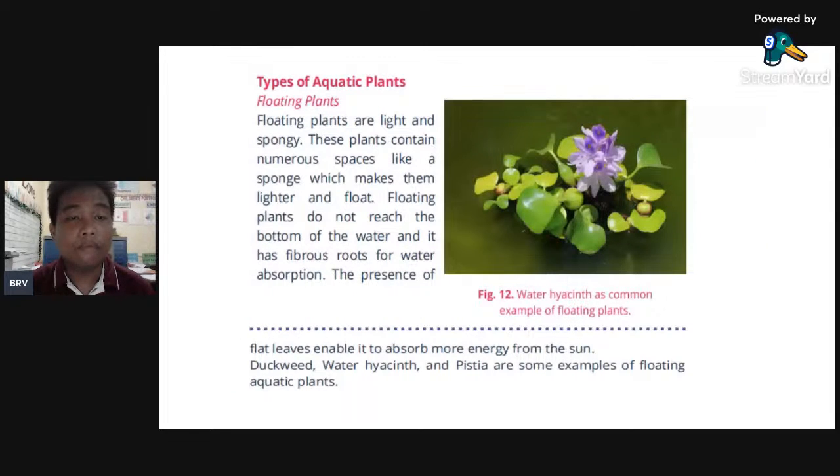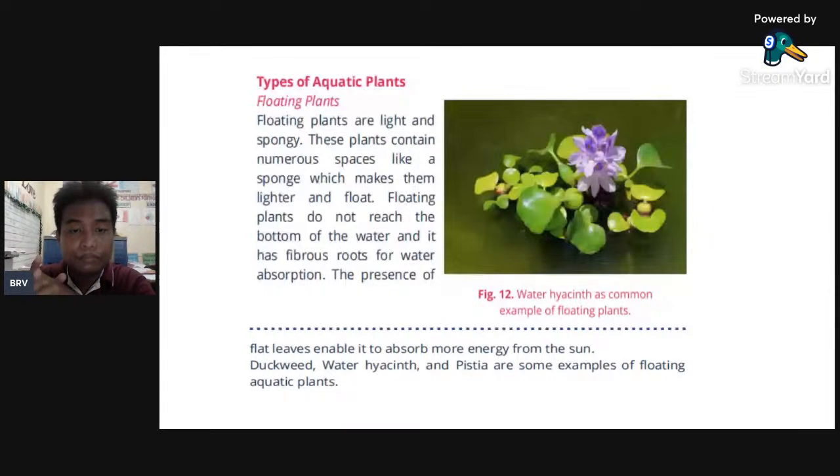Okay, next, types of aquatic plants. So what are the types of aquatic plants? Floating plants. Floating plants are light and spongy. These plants contain numerous spaces like a sponge, which makes them lighter and float. Floating plants do not reach the bottom of the water and they have fibrous roots for water absorption. So kini floating plants, dili siya makaadto deep sa lalom na gid.